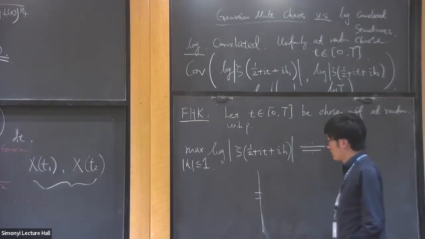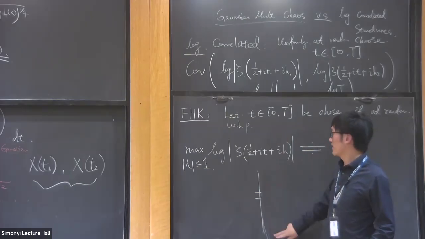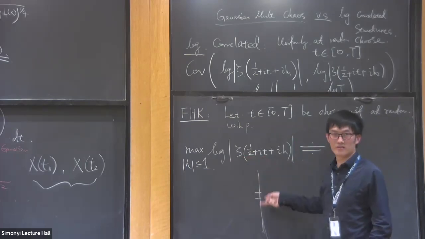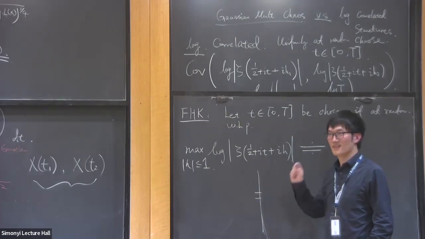Selberg's central limit theorem tells us that, forgetting about ih, if I just randomly choose my t on this big box, then log of zeta is distributed like a Gaussian.